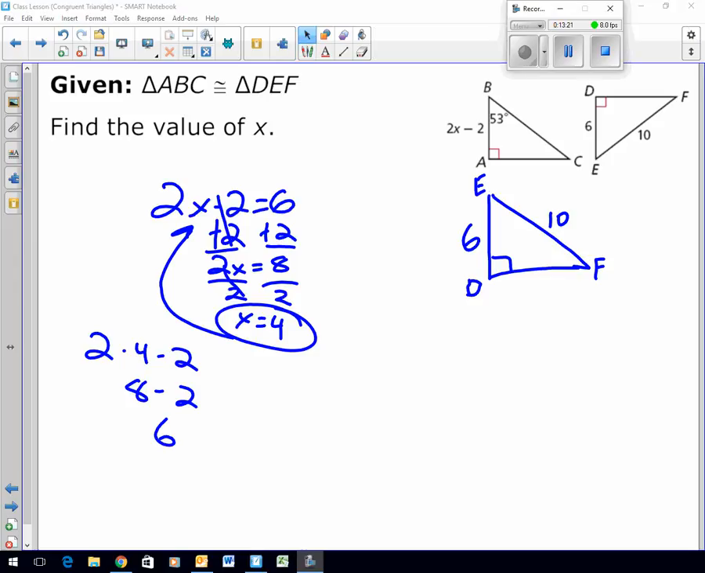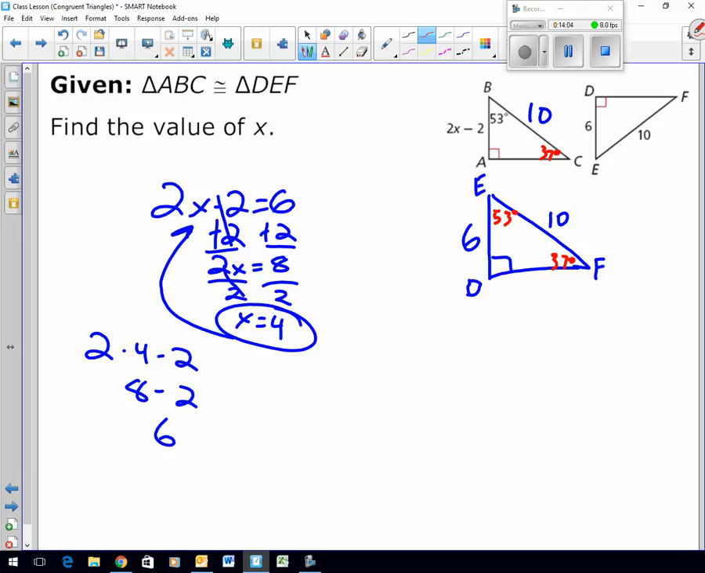2x minus 2 is equal to 6. What is going to be the measurement of BC? 10, right? Because they're corresponding, okay? What's going to be the measure of angle E there, Baloo? Yeah, it's going to be 53. What's going to be the measure of angles F and C? X. Already did it. Perfect. 37 degrees, right? I could use something called the Pythagorean theorem to find this side measurement if I wanted to. Y'all with me?